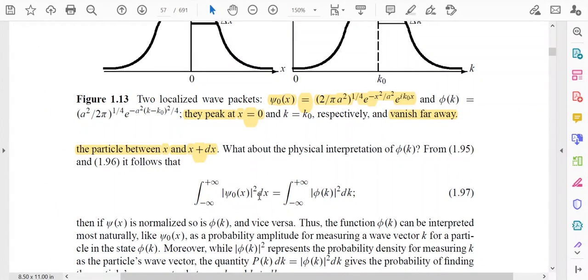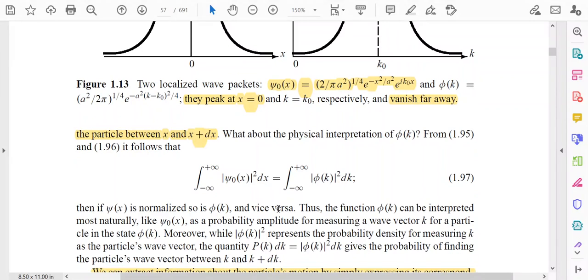of mod of psi0x whole square dx is equal to the integral from minus infinity to plus infinity of mod of phi k square dk. So from those mathematical expressions, it can be shown that the integration which runs from minus infinity to plus infinity of mod psi0x whole square dx is equal to the integral from minus infinity to plus infinity of mod phi k square dk. So what is the meaning of equation 1.97?